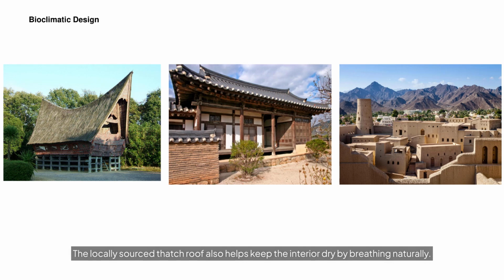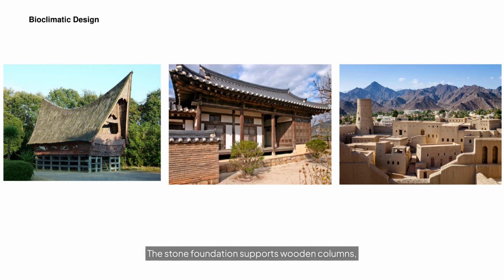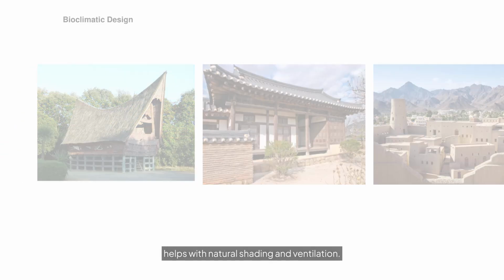The Korean traditional building in the center has a sloped roof with extended eaves to protect the wooden columns from rain and sun. The stone foundation supports wooden columns, and the overall wooden structure is further stabilized by structural weight from ceramic roofing tiles. The Iranian traditional building has a flat roof suitable for arid climates with less rainfall. The locally sourced earth brick or adobe helps with natural shading and ventilation. The thick walls and small windows further contribute to thermal modulation.